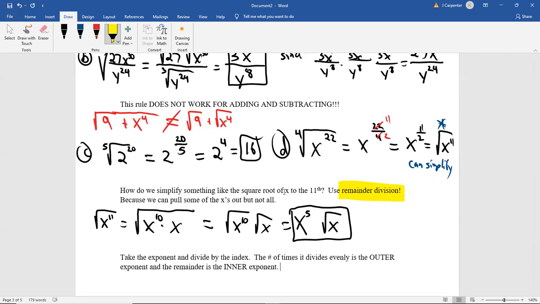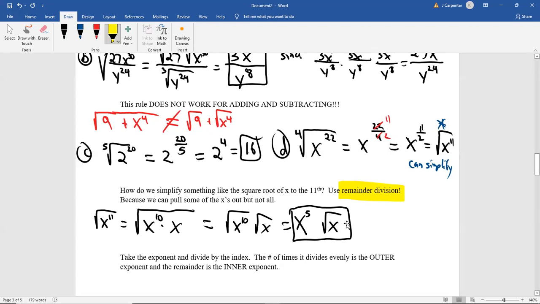So you're still going to take the exponent and divide by the index, the same thing I've already mentioned a few times. But now you're going to account for, maybe there's a remainder. So don't do decimal division, don't do fraction division. You're doing an old school thing that you might not have done in quite some time. You're doing remainder division. So you'll have the quotient, the number of times it actually goes in evenly. And then you'll have the remainder. And both of those numbers are important.